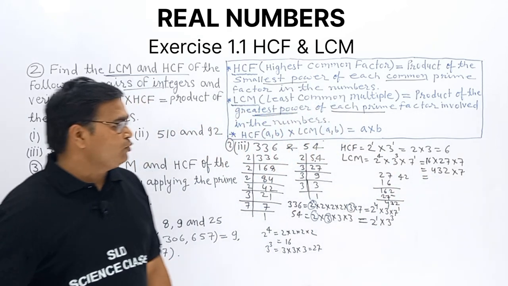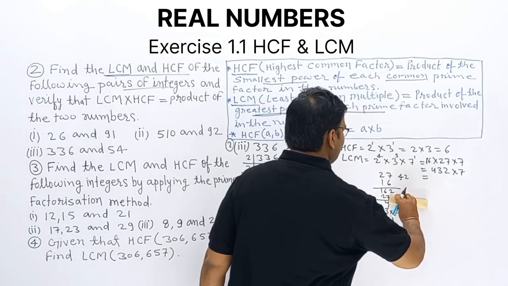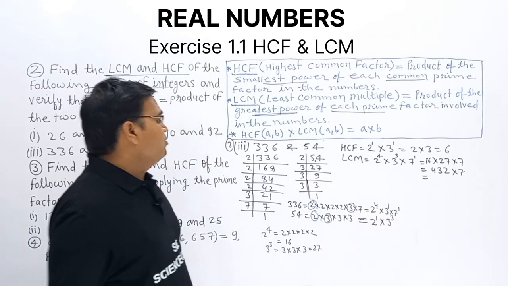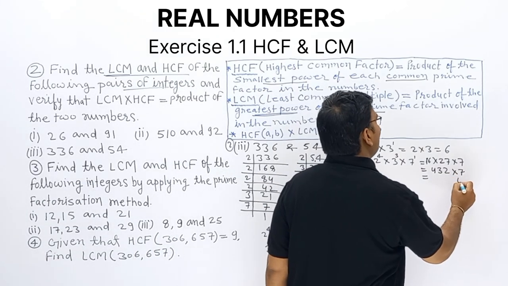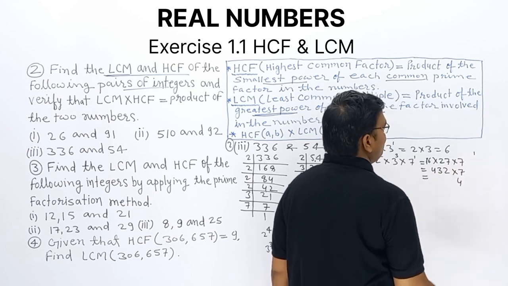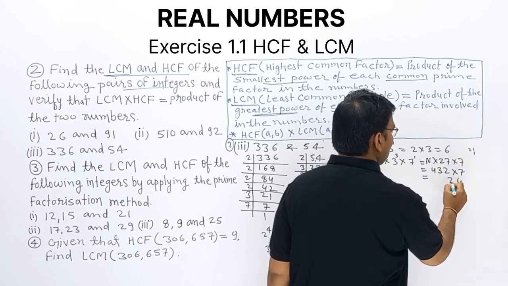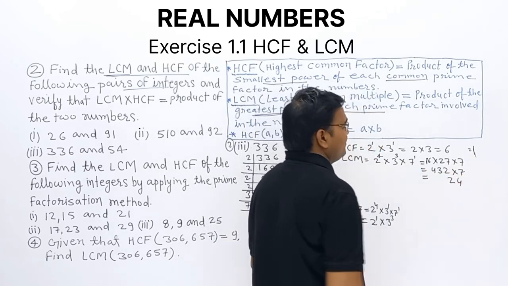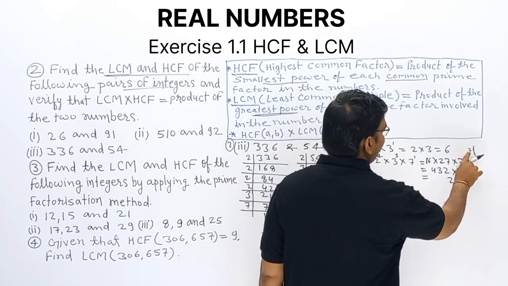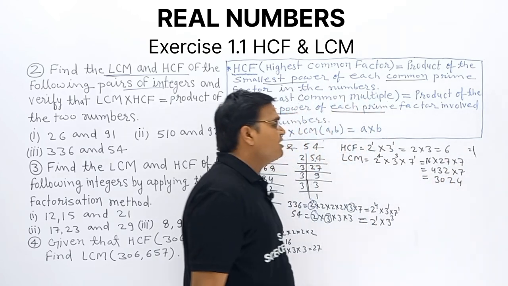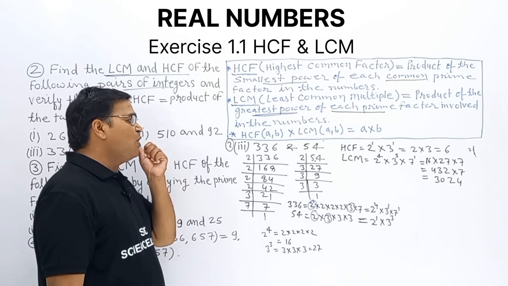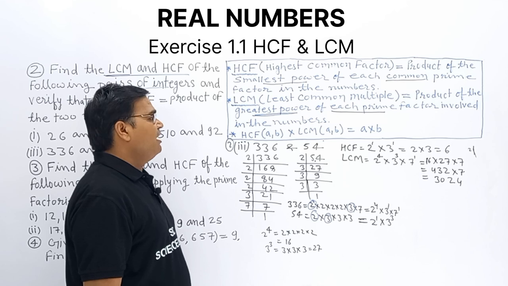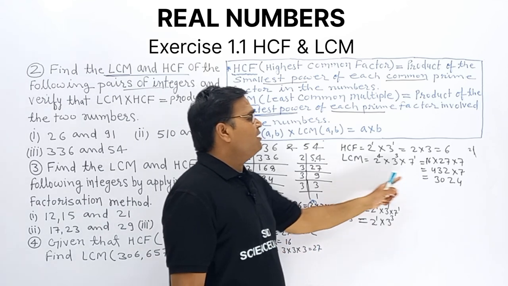Now 432 will be multiplied by 7, and how will we multiply? Observe this one. How will we do? 7 2 14, 1 is remaining, 7 3 21, 21 plus 1 is 22, 2 is remaining, so 7 4 28, 28 plus 2 is 30, and this is what? 3024 will be the LCM of both numbers. If two numbers are 336 and 54, then the LCM will be this one.